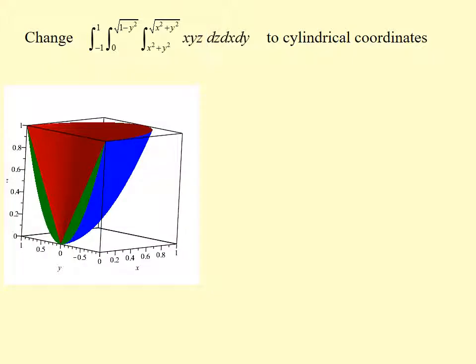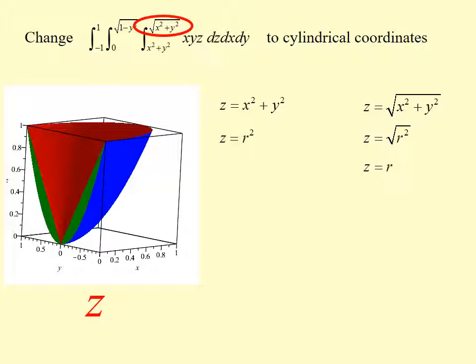So, since our first variable of integration is z, and the limits on the integral start with x squared plus y squared, we want z equals x squared plus y squared. And x squared plus y squared is r squared. So we would want z equals r squared as our lower limit when we go to cylindrical coordinates. And z equals the square root of x squared plus y squared, which is z equals r, is our upper limit on our integral.